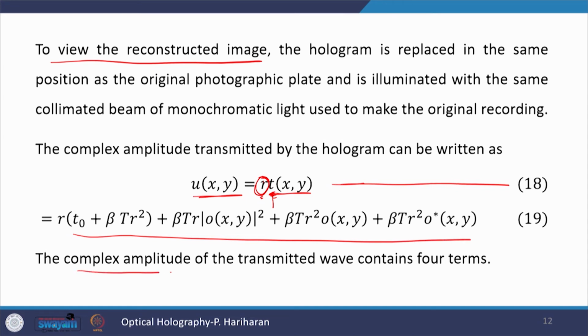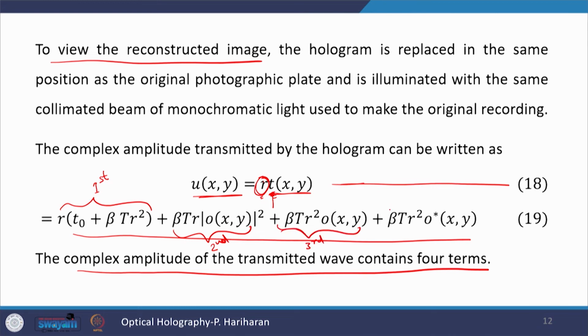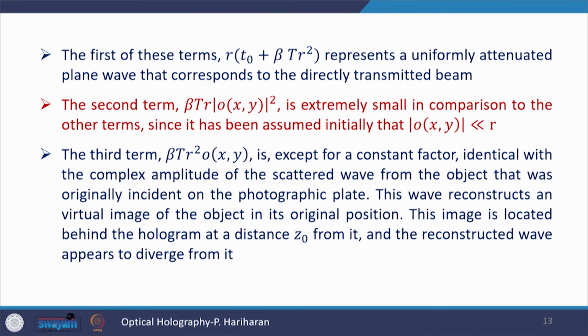The complex amplitude of the transmitted wave contains 4 terms. This is our first term, this is our second term, this is the third term, and this is the fourth term. Now, in the first term we see T naught beta capital T R. R is also here, but O is not appearing here, and O is the contribution from the scattered wave. It means object information is not there in the first term.